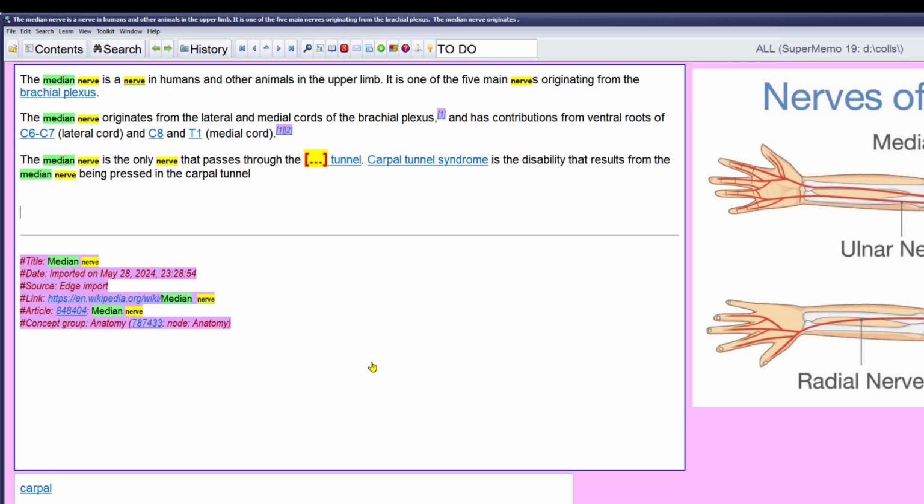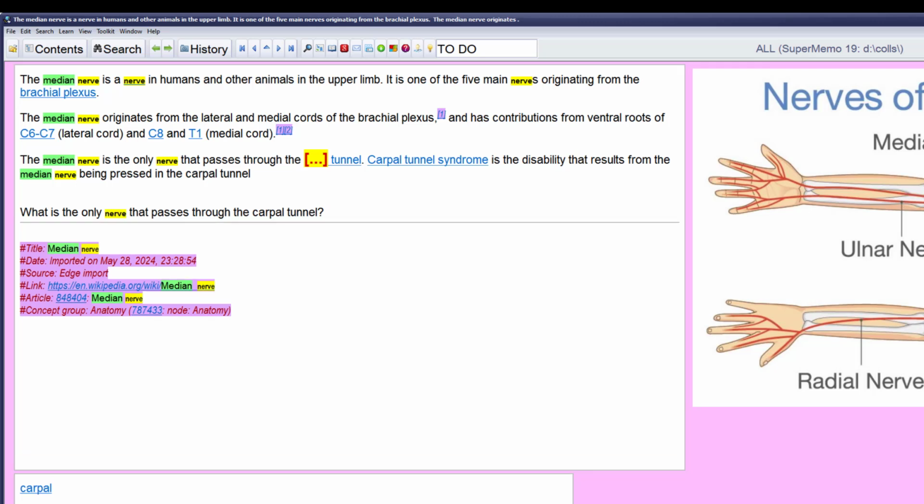Oh well, I see it's not exactly the answer. It's the only nerve. They were asking about the carpal. Yeah, someone's got fooled. The question looks so nice that I thought it's correct, but what's the only nerve that passes through the carpal tunnel? Median nerve, not carpal.